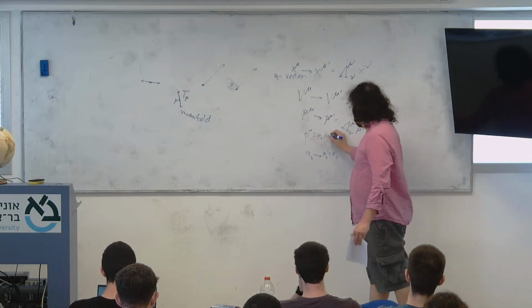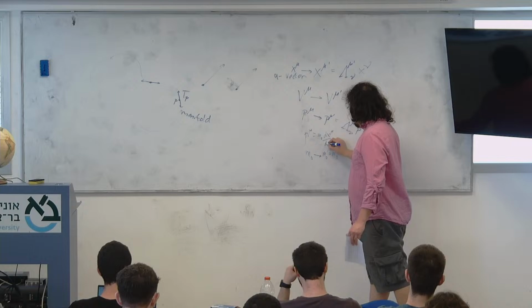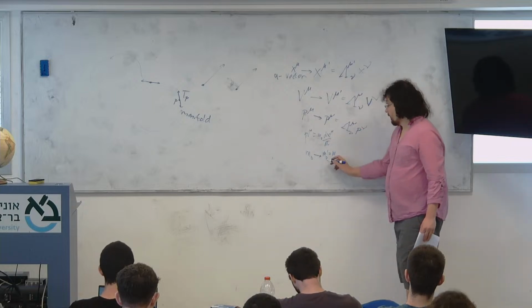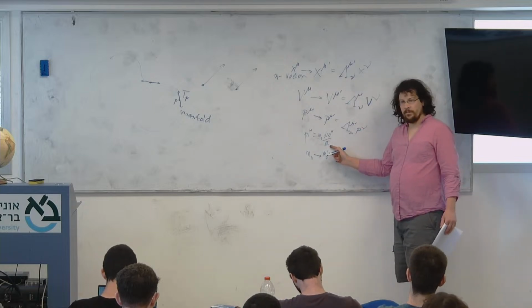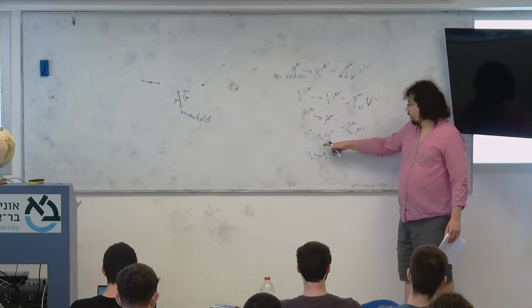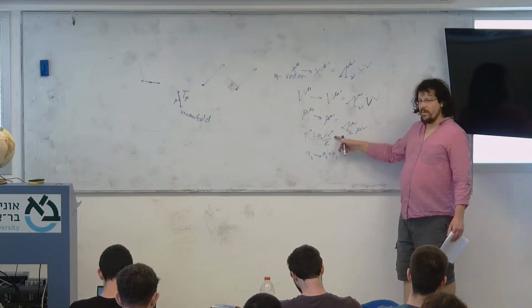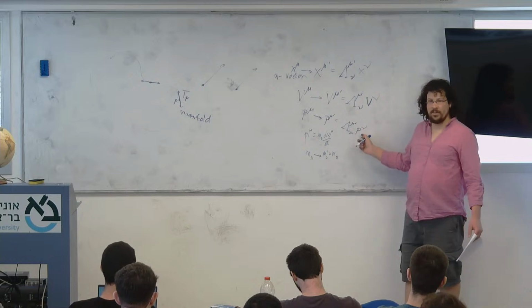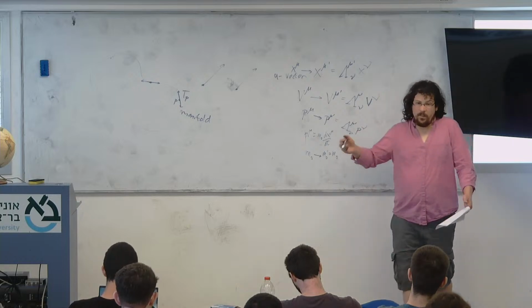Now I also have to put in dx^μ/dτ, but τ is a Lorentz scalar. So I have the product of a scalar with a vector, so this will be an example of a vector. It transforms as a vector.